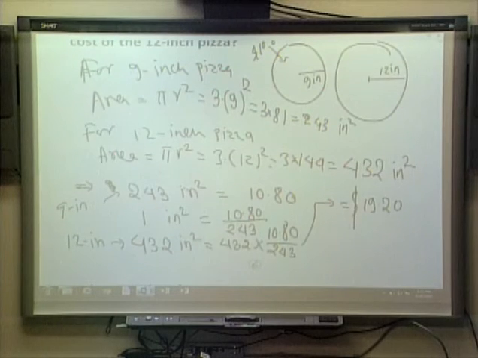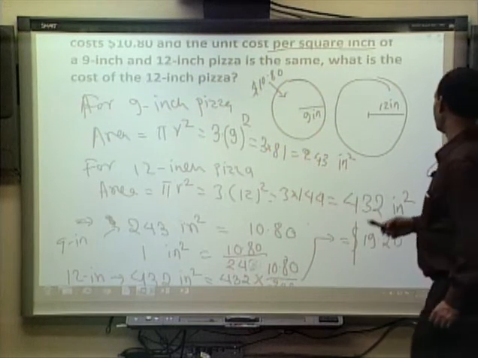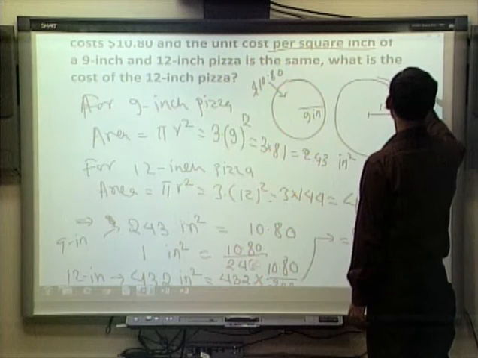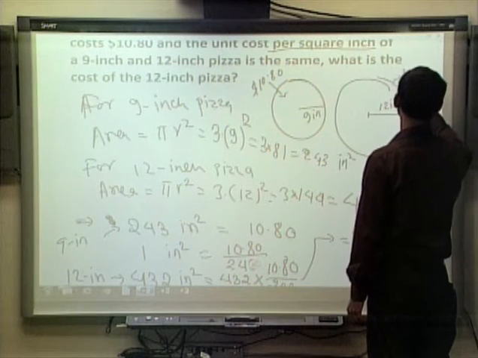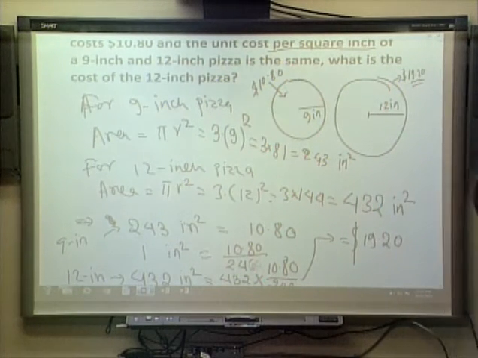So, by this calculation, the bigger pizza will cost $19.20. Okay.